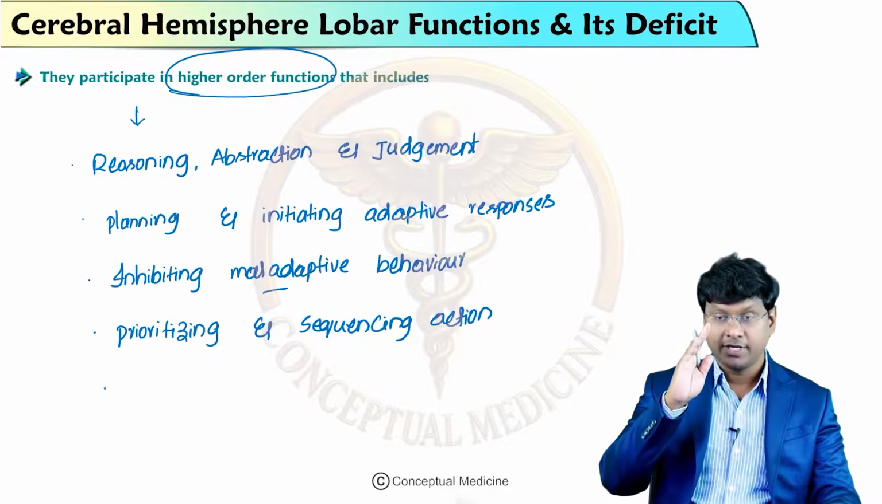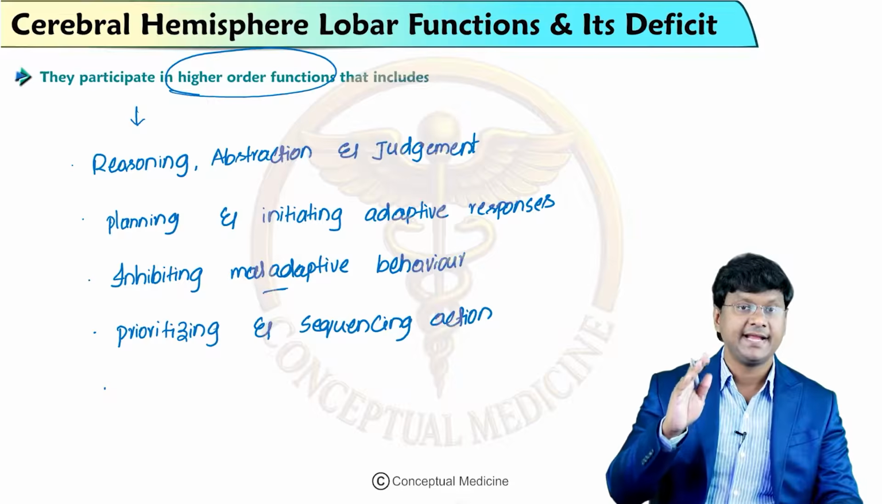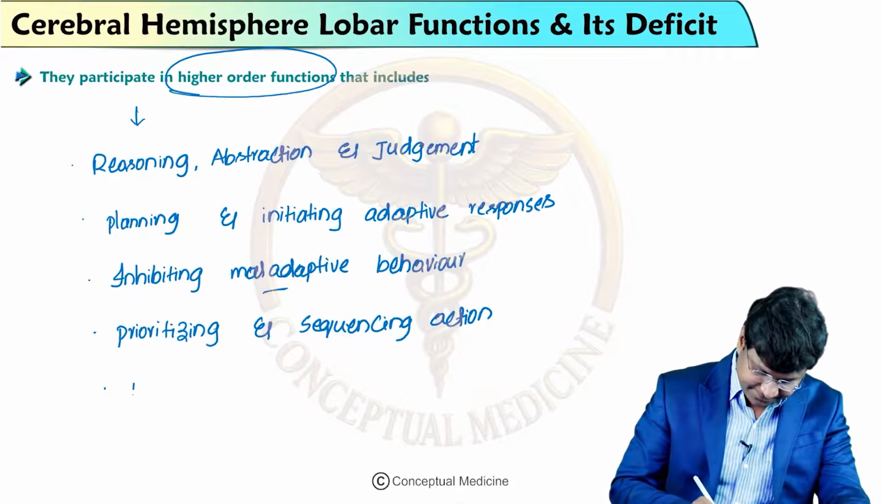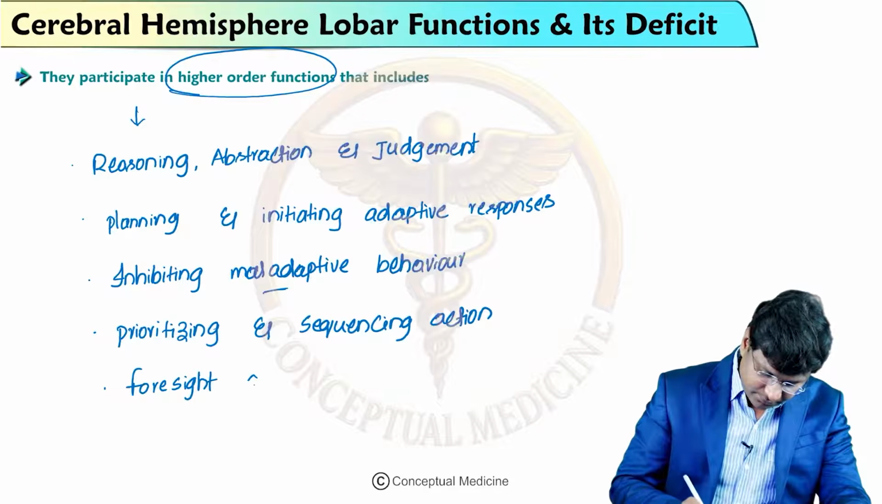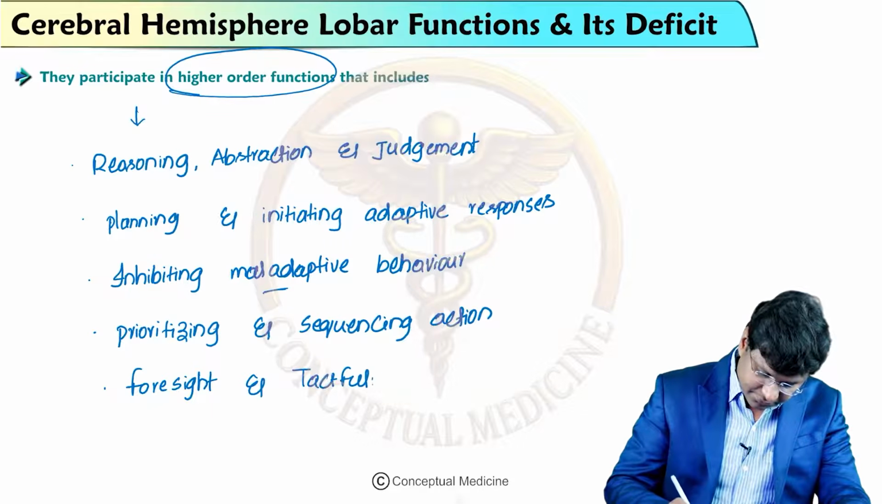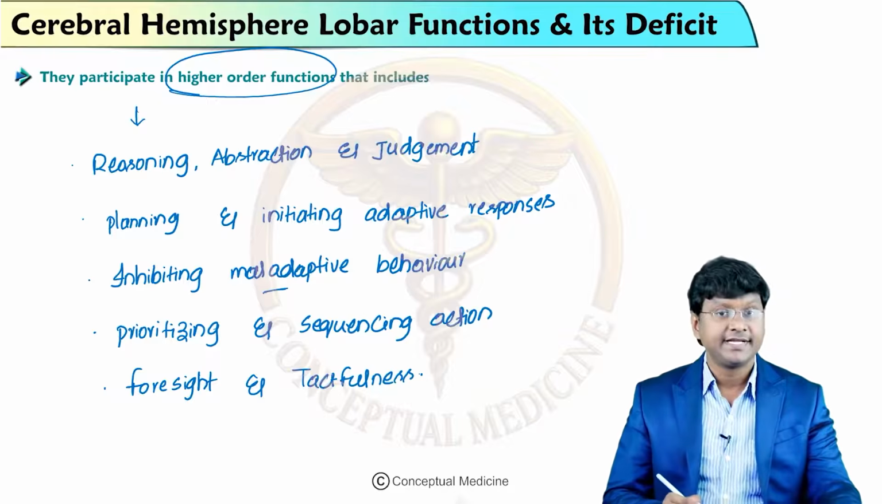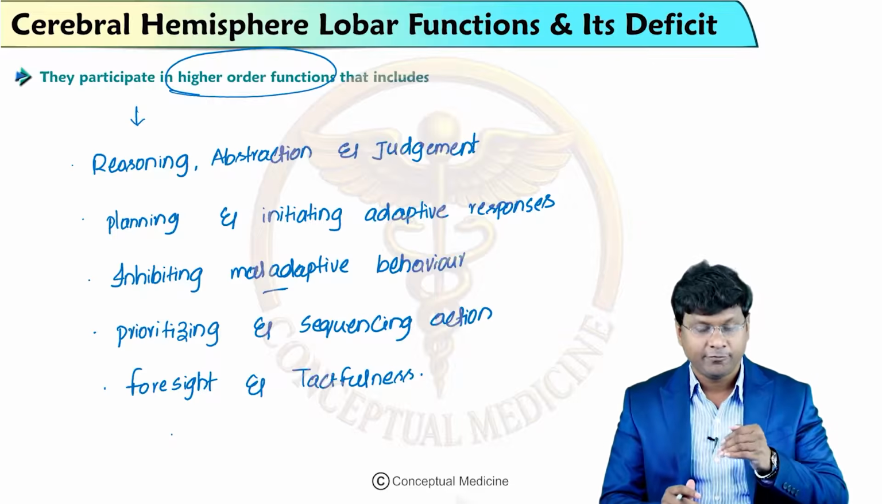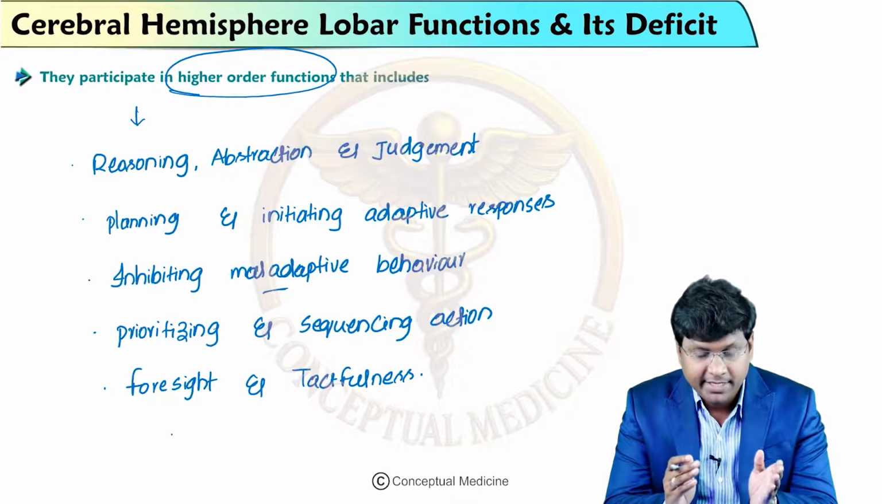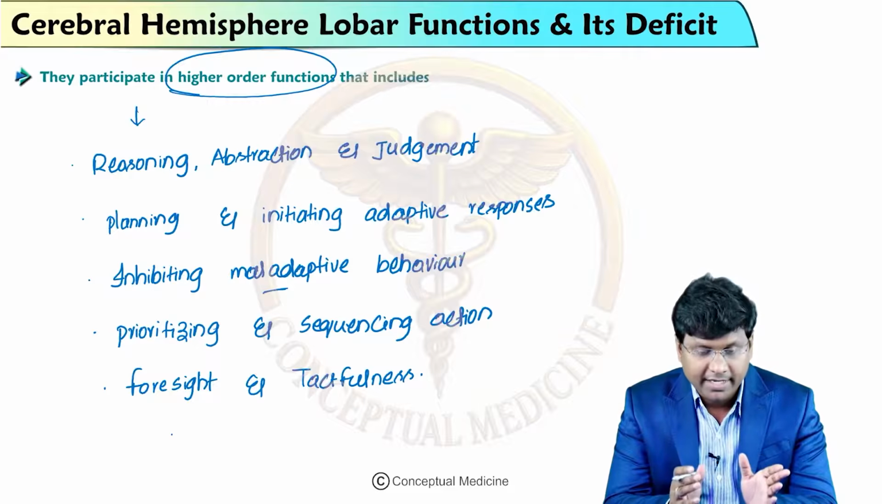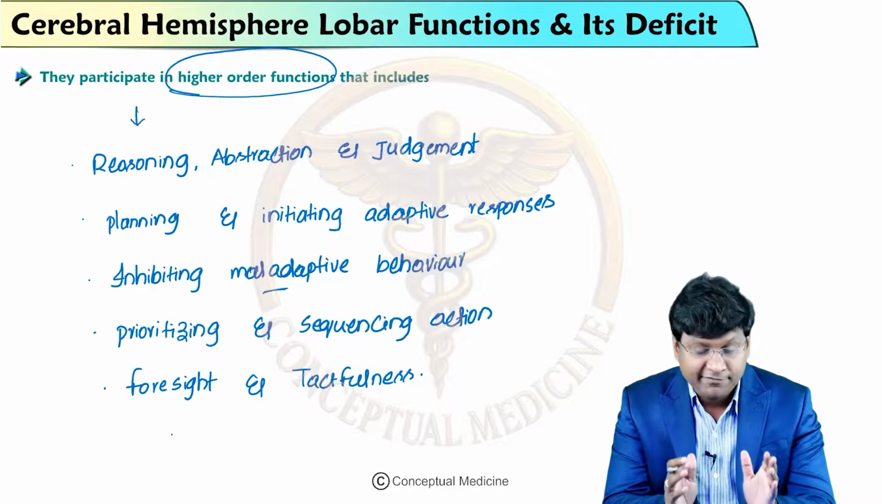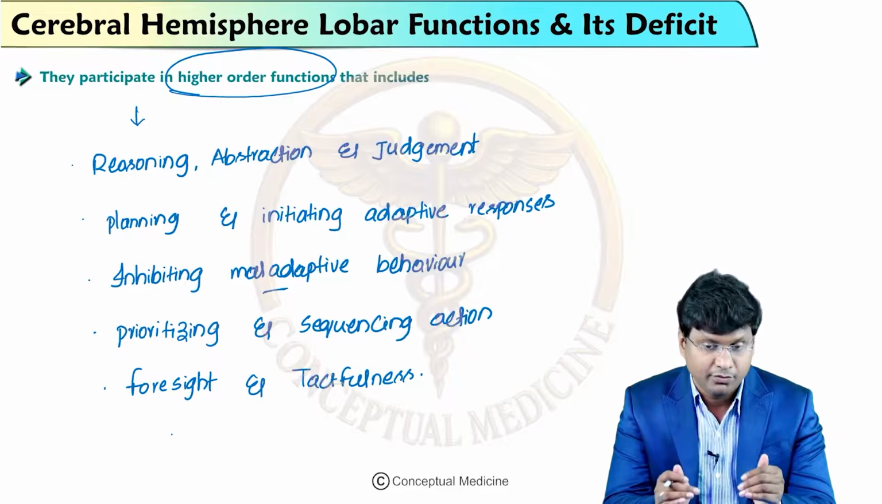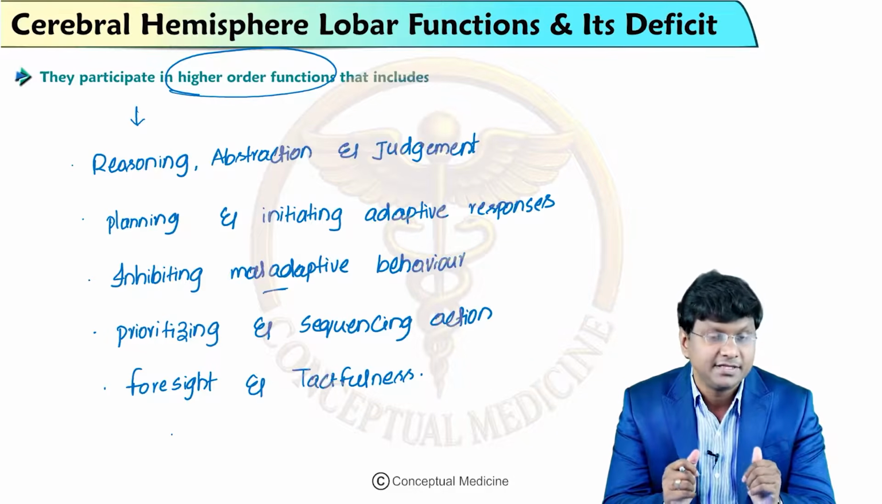And the frontal lobe also helps in making you have a foresight and as well as tactfulness. Right, foresight and as well as the tactfulness. And so that means the frontal lobe is the one which helps you in planning a particular event or a particular consequence. That foresight is the one which is being designed and planned by the frontal lobe.